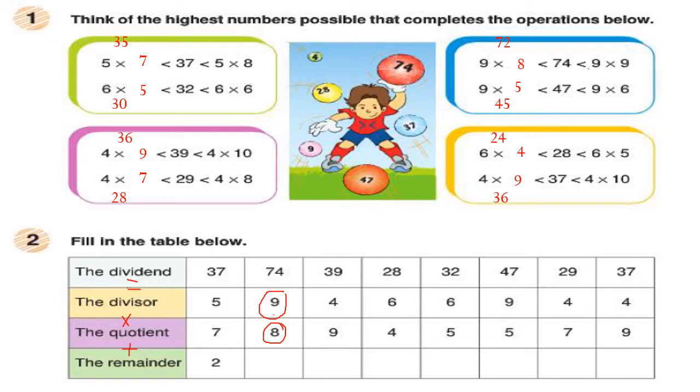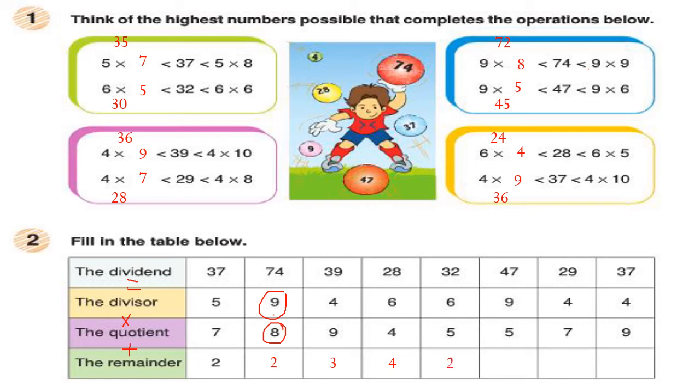So here you should do the same. You start 9 times 8, 72. 72 plus what gives 74? We start 72, 73, 74. So plus 2. The same here. 4 times 9, 36. 36 plus what gives 39? 36 plus 3. 6 times 4 equals how many? 24. 24 plus what gives 28? Plus 4. The same here. 6 times 5, 30. 30 plus what gives 32? Plus 2. Excellent. We continue.